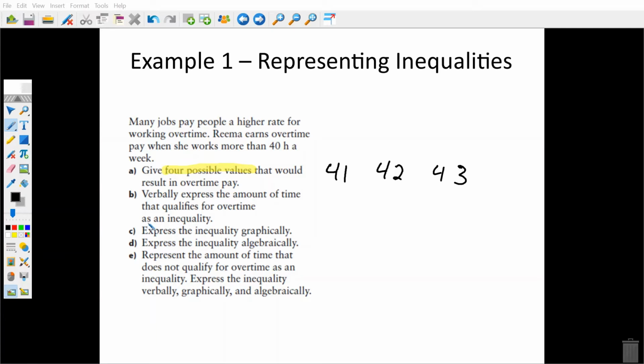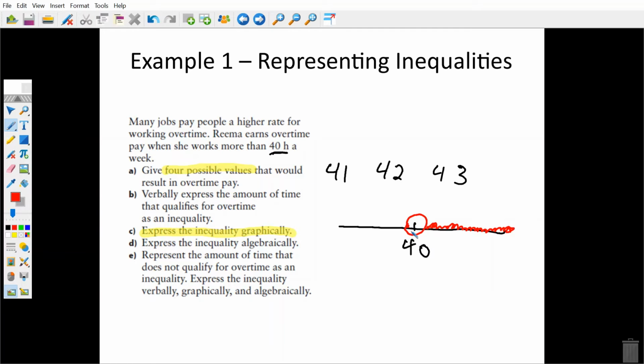Let's look at question C. We'll skip B. Question C says, express the inequality graphically. As a graph, here's what it would look like. We give ourselves a little number line. We're dealing with 40 hours, and if she works more than 40 hours, she gets overtime pay. So I would put a circle around 40, and I would color in to the right because she has to work greater than 40 hours in order to earn overtime pay.